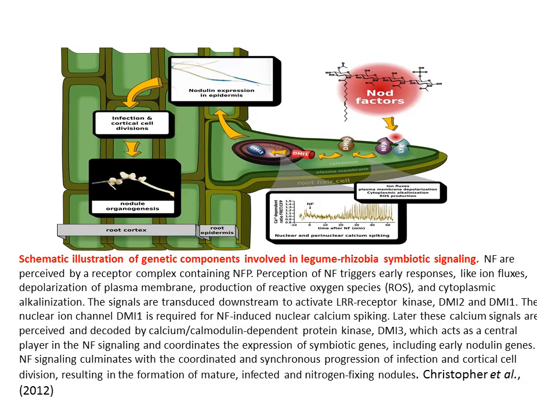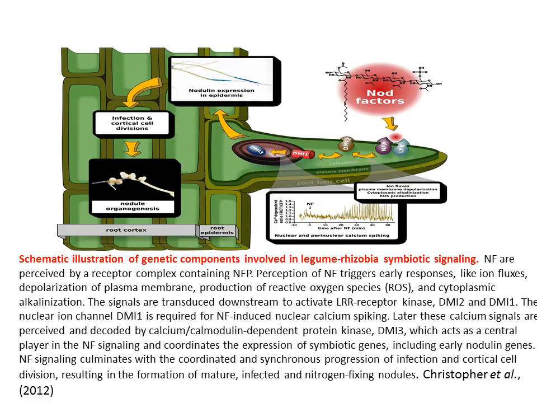Later, this influx of calcium happens due to certain genes, DMI2 as well as DMI1. These are involved in the formation of the proteins that form the ion channels into the nucleus, because of the calcium spiking, because of the calcium signals produced inside the host cytoplasm as well as inside the nucleus. There are also genes called DMI3 and the calcium calmodulin dependent protein kinase enzymes, which are also involved in the formation of ion channels into the nucleus.